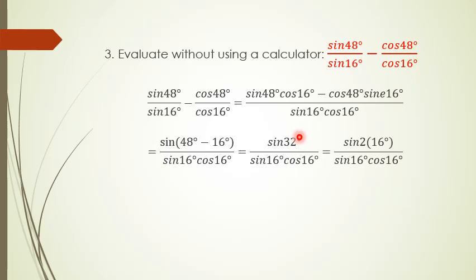Here we observe that 32 is equal to 2 times 16. So that gives us an opportunity to use the double angle formula. So we rewrite 32 as 2 times 16 to have sine 2 times 16 degrees all over sine 16 degrees cos 16 degrees. Then applying the double angle formula, we have 2 sine 16 degrees cos 16 degrees all over sine 16 degrees cos 16 degrees. Now this cancels with that, and our final result is 2.